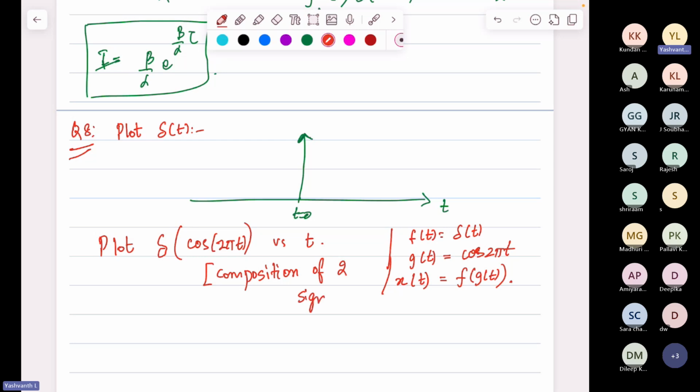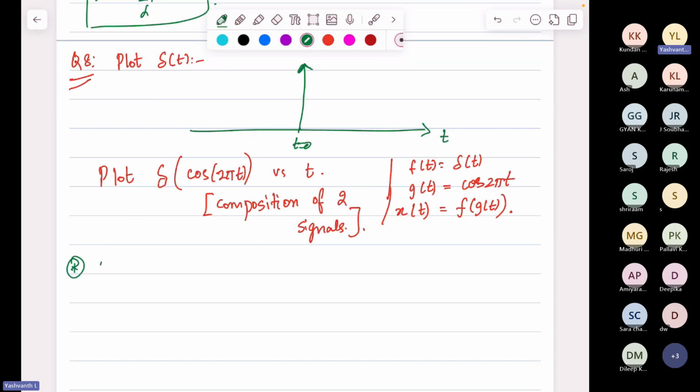Now how to do this? Just use the definition of delta. What does the delta function do? The delta function will assume some non-zero value only when the argument of delta is equal to 0. So the first step is to check for all values of t such that cos 2 pi t equals 0.